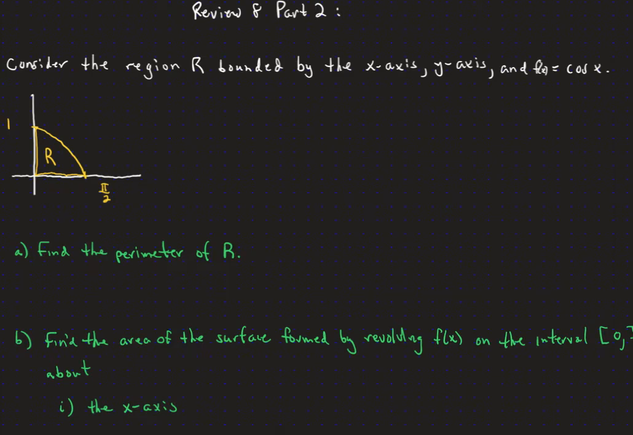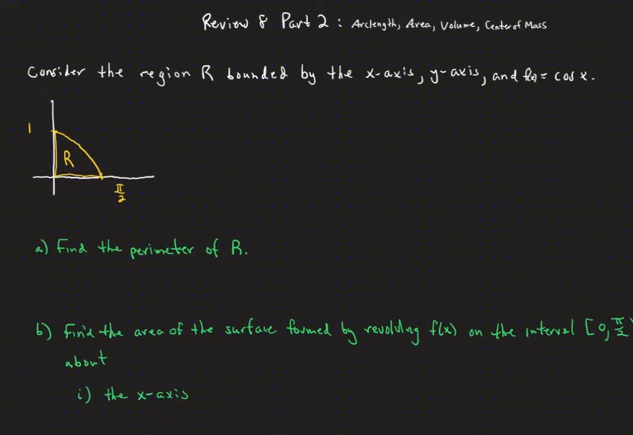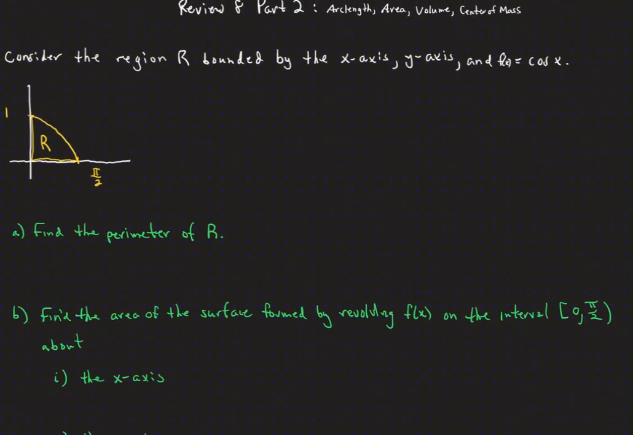In this video, we'll work some more problems, and we'll focus on arc length, area, volume, and center of mass. So let's consider the region R bounded by the x-axis, the y-axis, and f of x equals cosine of x. So we can see what that looks like in the yellow region there marked R. So we are going to ask first, what is the perimeter of R?